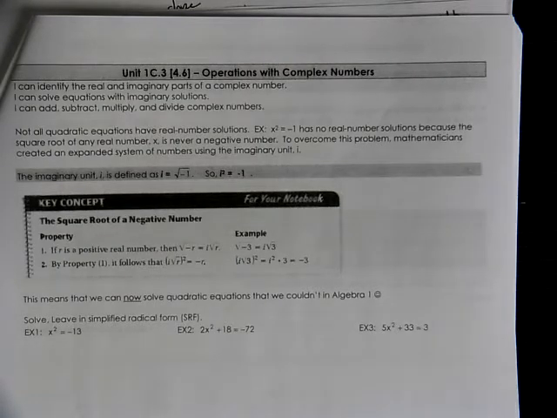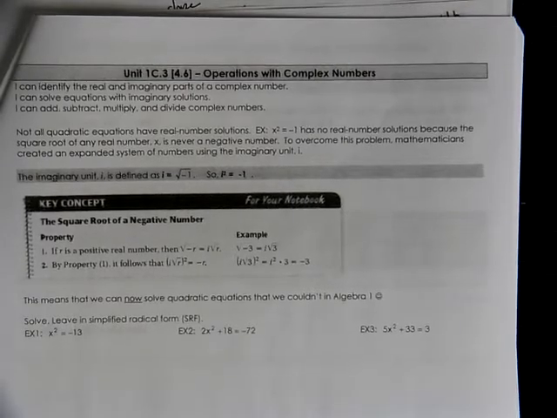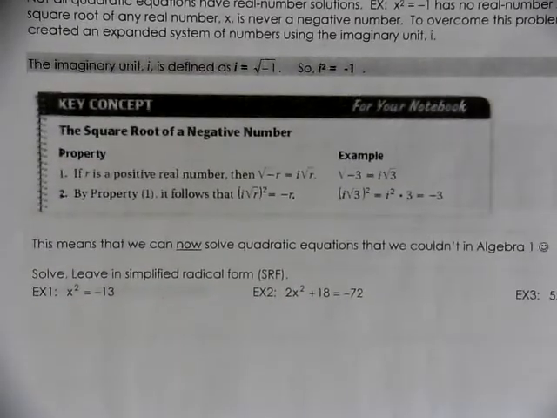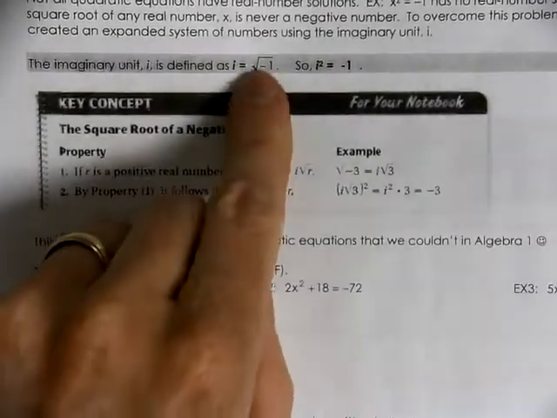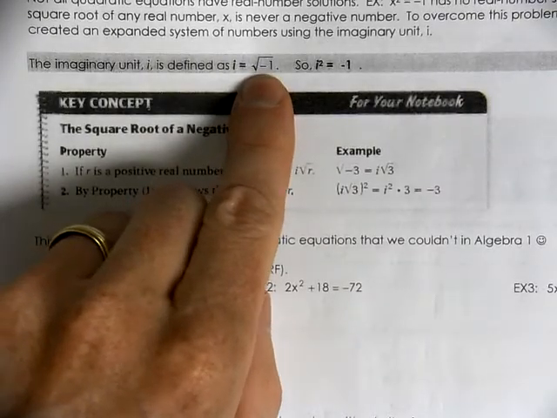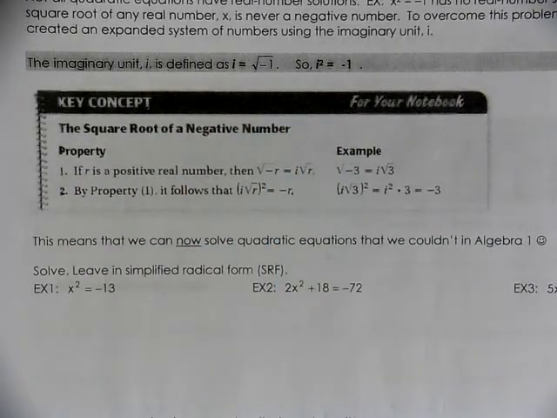This is Algebra 2 and Trig, Unit 1C.3. We're doing operations with complex numbers. These numbers are called imaginary numbers, and the main thing that's imaginary about them is that we're attempting to work with the square root of a negative number. As far as you know, you can't take a square root of a negative number. No number that's negative is going to have a value multiply itself to become a negative.